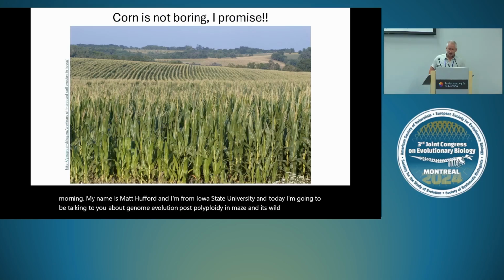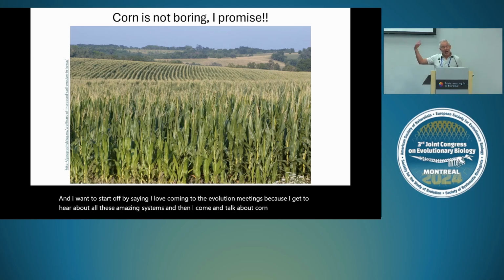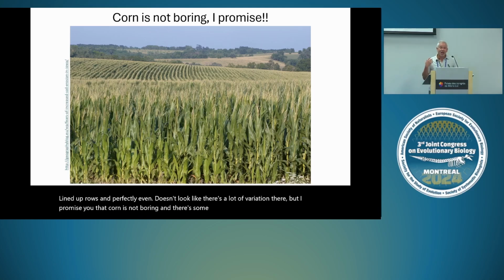Today I'm going to be talking to you about genome evolution post-polyploidy in maize and its wild relatives. And I want to start off by saying I love coming to the evolution meetings because I get to hear about all these amazing systems, and then I come and talk about corn. And this is my not very charismatic system, which is lined up rows and perfectly even. Doesn't look like there's a lot of variation there. But I promise you that corn is not boring, and there's some really interesting evolutionary history in its background.